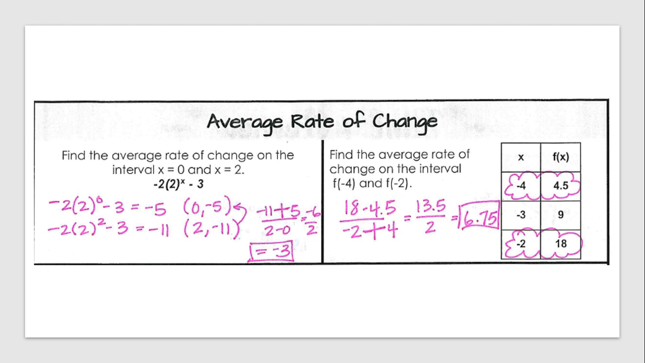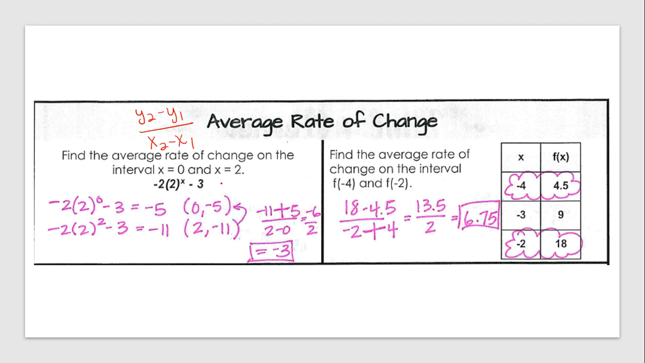Okay, average rate of change. We talk about average rate of change with all of our functions: linear functions, quadratic functions, and exponential functions. It's the same thing every time. You are basically taking the formula for slope, y2 minus y1 over x2 minus x1. So that's what we're doing. Here it says find the average rate of change on the interval of x equals 0 to x equals 2. Those are my x values.